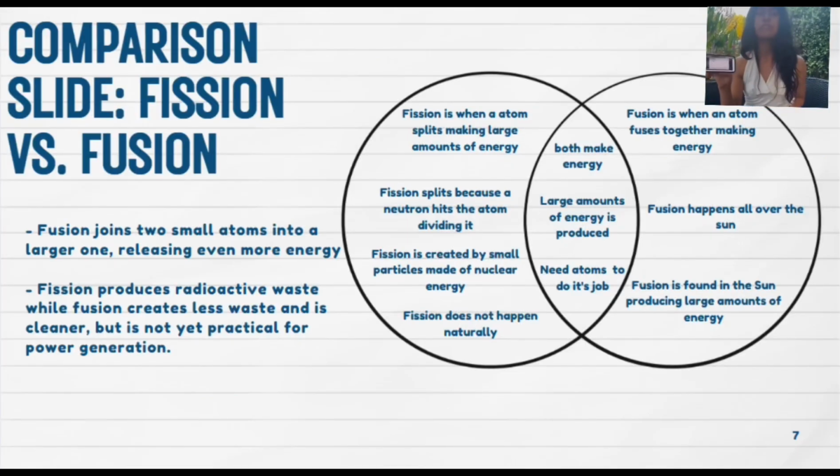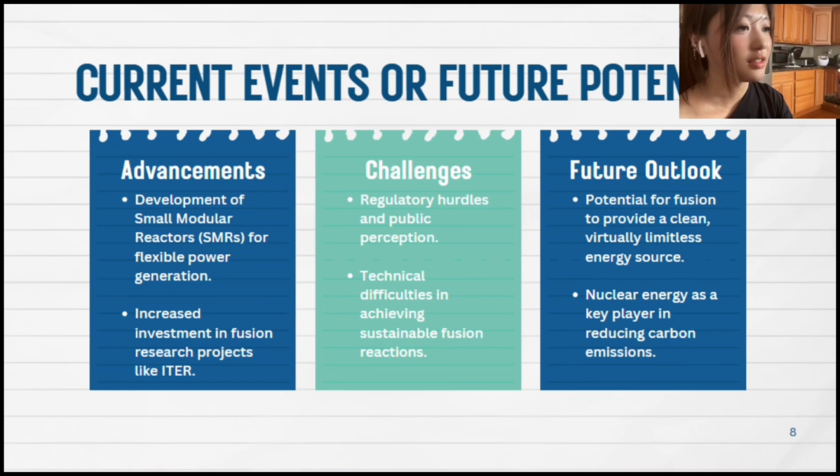Comparison slide. Fission and fusion. Fission splits a larger atom into smaller ones, releasing enormous amounts of energy. This is a process that we currently use in nuclear plants, though it produces radioactive waste as a byproduct. Let's take a look at what's happening right now in the world of nuclear energy and what the future might hold. In fission, there's a lot of excitement around small modular reactors, or SMRs.